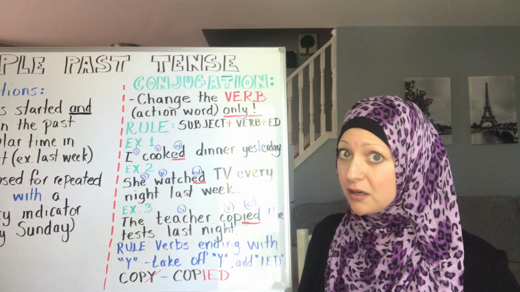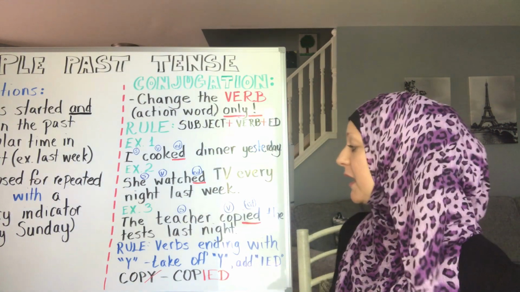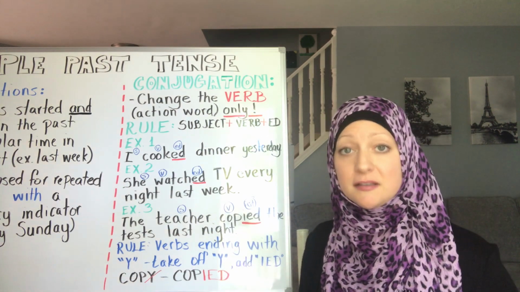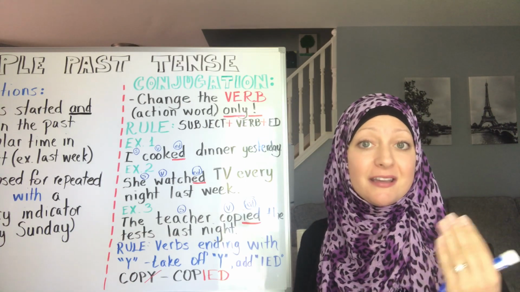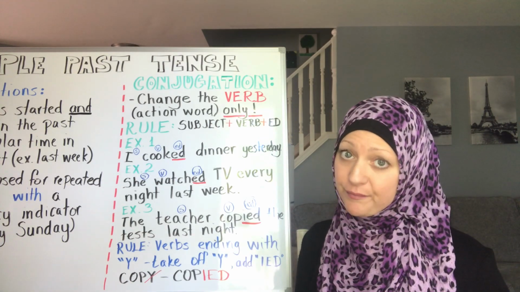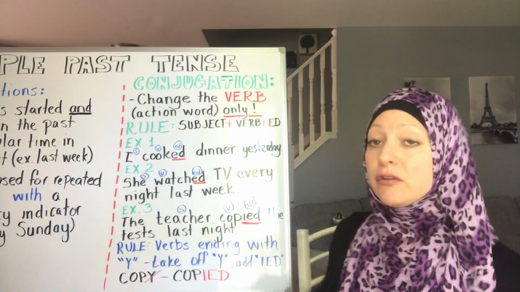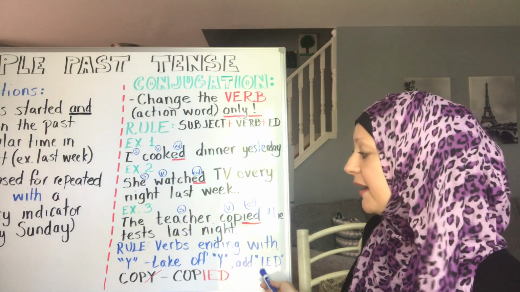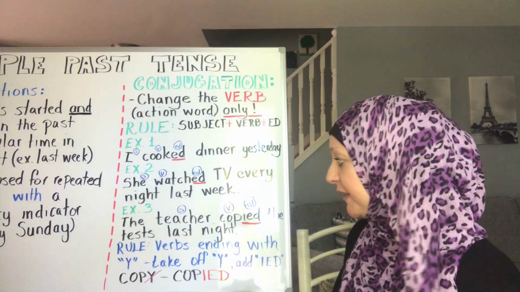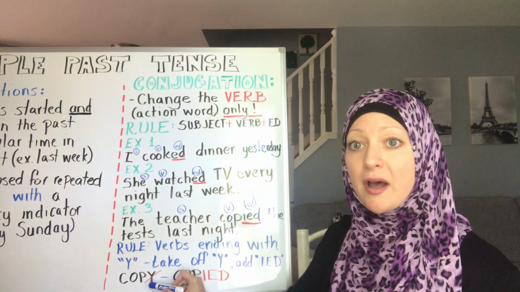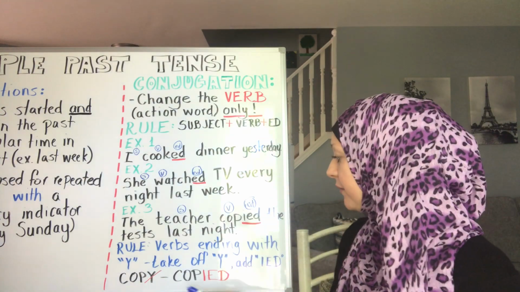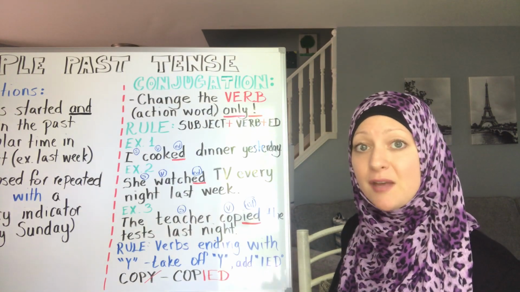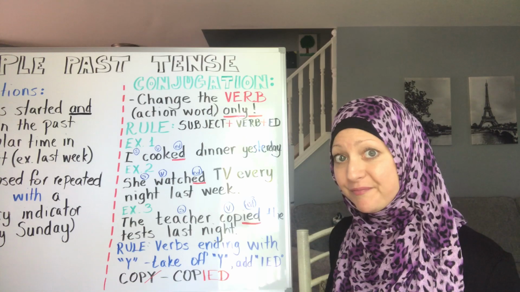The only difference here is that our verb, copy, ends with a y. Anytime your verb ends with a y at the end, you must change it to an ied, not just ed. Therefore, the general rule is anytime your verb ends with a Y, you take off the Y and add an IED. So the verb copy is C-O-P-Y. You take off the Y and you spell it C-O-P-I-E-D. It goes from copy to copied.